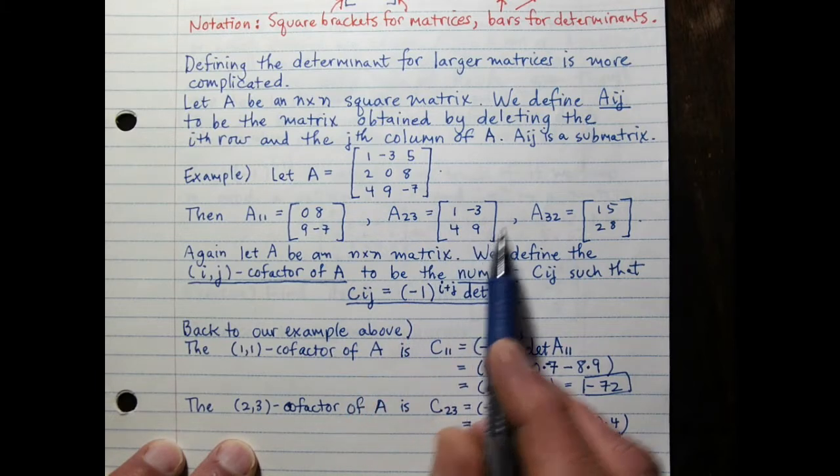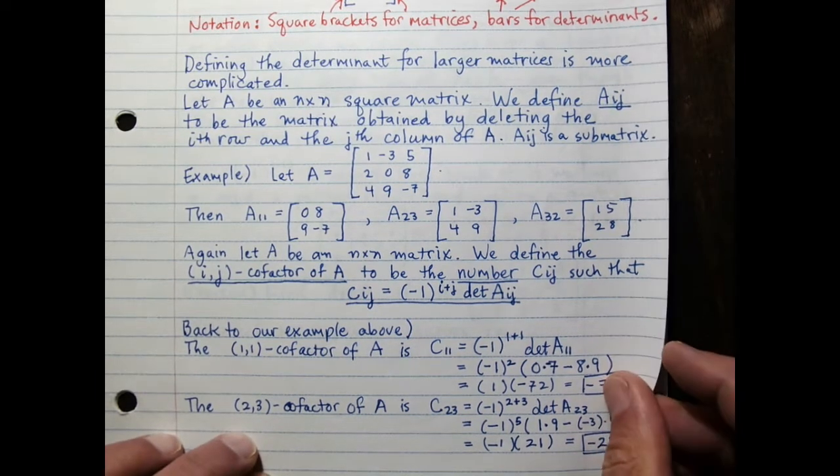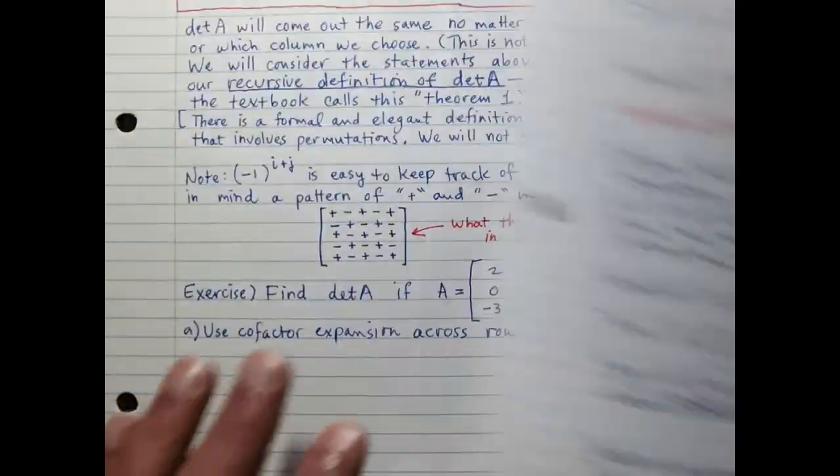That's going to be 9 minus a negative 12. 9 plus 12 is 21. Negative 1 times 21 is negative 21. So we have this idea of cofactor, the ij cofactor.